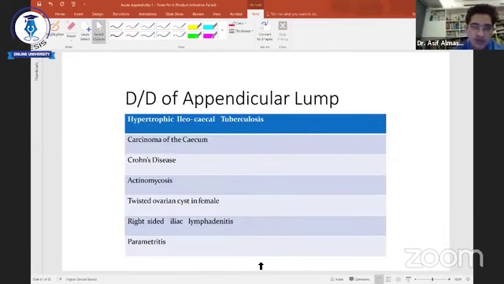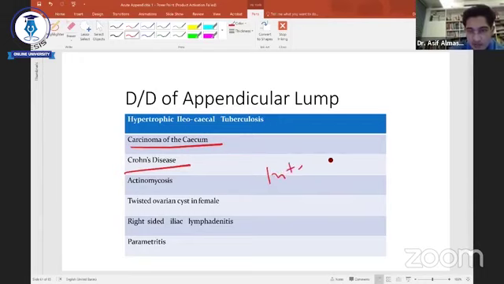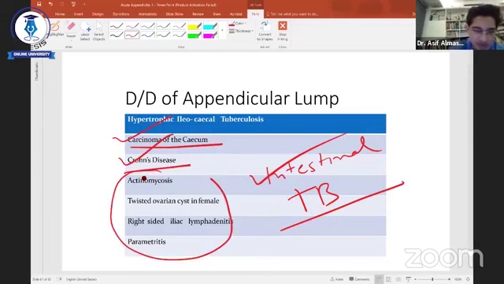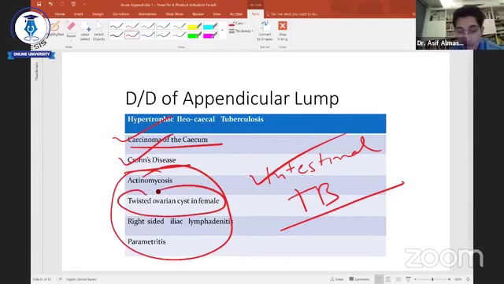Differential diagnosis of appendicular lump. You remember we have already discussed the different things that are found in the right iliac fossa, namely carcinoma cecum in the elderly, Crohn's disease in the younger patient, and another thing, intestinal TB. Very important. If somebody asks you about the differentials of an appendicular lump, talk about carcinoma cecum, Crohn's disease, and intestinal TB. There are definitely others, but these are rare. But twisted ovarian cyst in female can happen. Remember to talk about this. This is also an important differential.